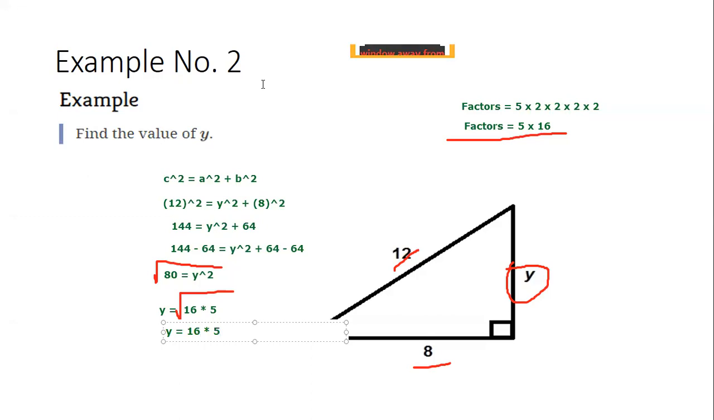Based on the multiplication rule of radicals, square root of 16 multiplied by square root of 5. Therefore, we can easily get the square root of 16, which is equal to 4. However, we cannot get the square root of 5 anymore. Remember, 5 is a prime number. So the answer is 4 square root of 5.